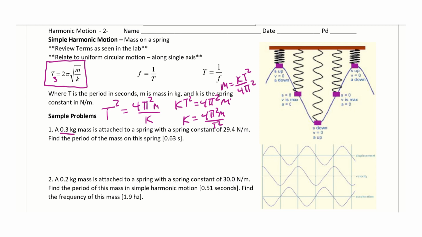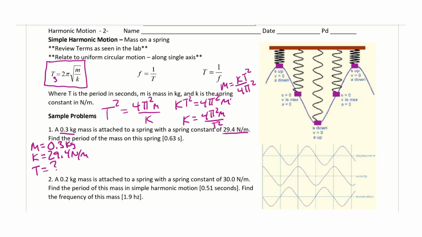So a 0.3 kilogram mass is attached to a spring with a spring constant of 29.4 newtons per meter. So what am I given? Mass is 0.3 kilograms. Spring constant is 29.4 newtons per meter. And I have to solve for period. So here, because we're solving for period, we'll use the original equation, which is already set equal to period.